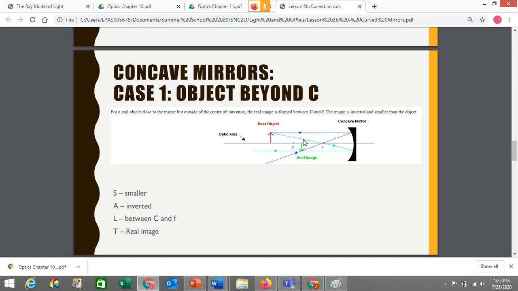And so you'll notice for this picture, it's the same thing that we just did, right? The image is smaller, it's inverted, it's between C and F, and it's a real image. So whenever you have an object anywhere here beyond C, these are going to be its characteristics.